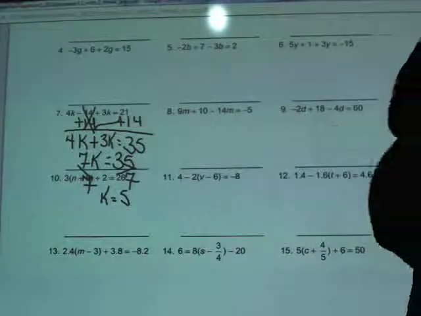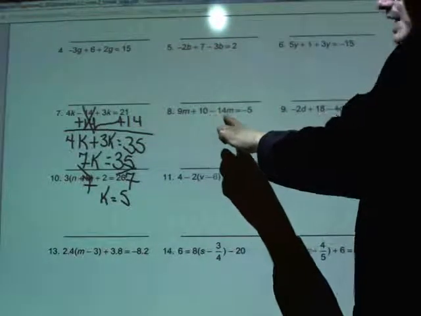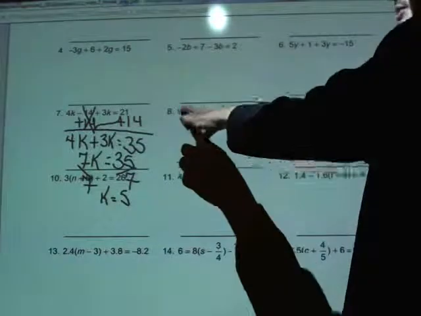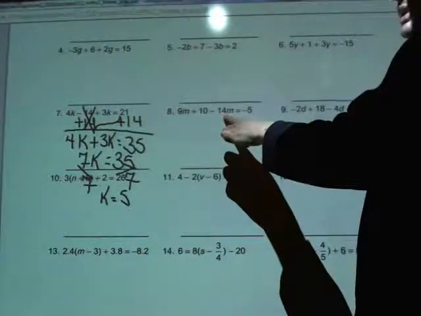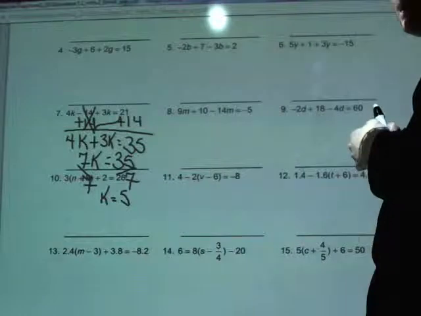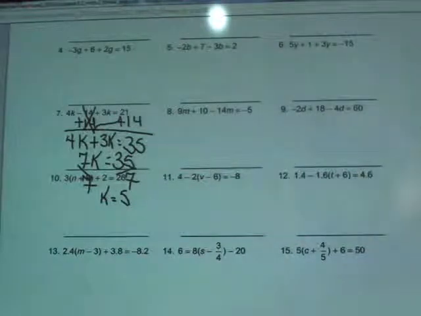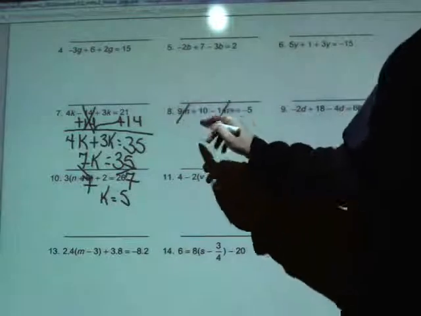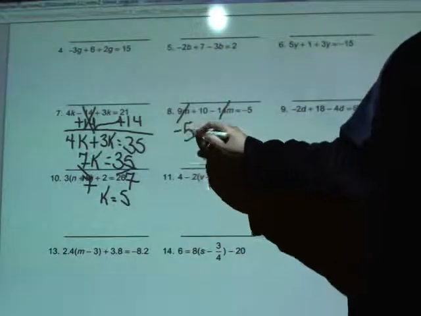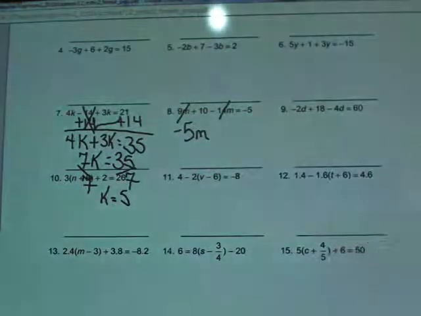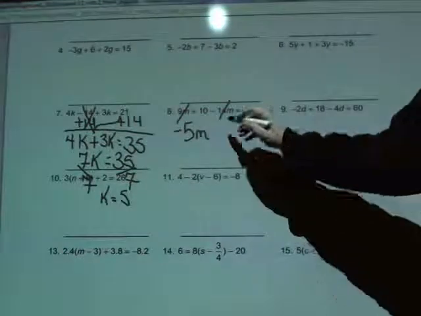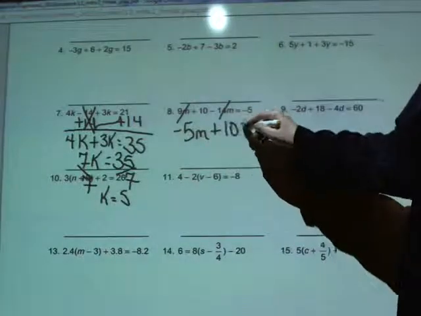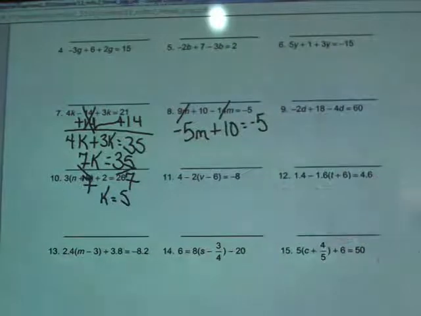I'm going to do exactly what it says. And since this says minus 14m, I'm going to take 9m and subtract 14m's. Well, when I take 9m's and subtract 14m's, that gives me negative 5m's. So these go together to make negative 5m's. And I'm going to write all the rest of the stuff just like I see it. Plus 10 equals negative 5.